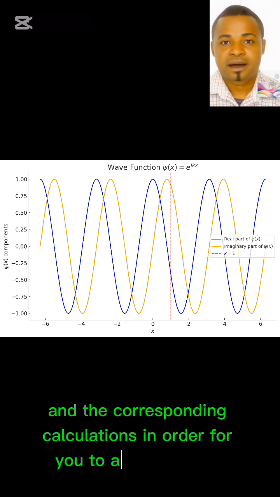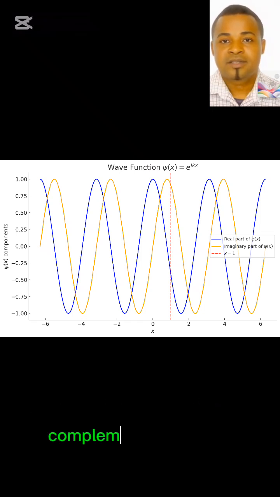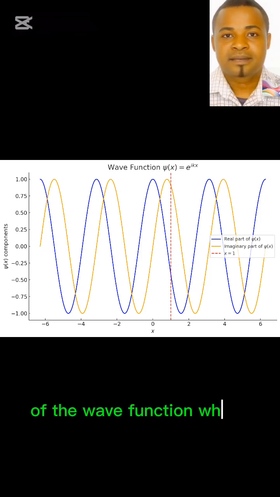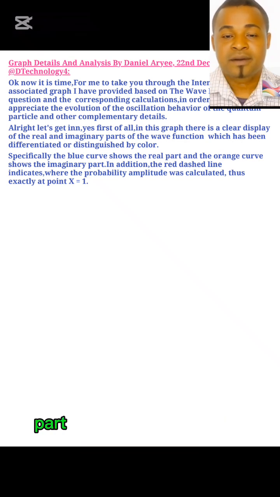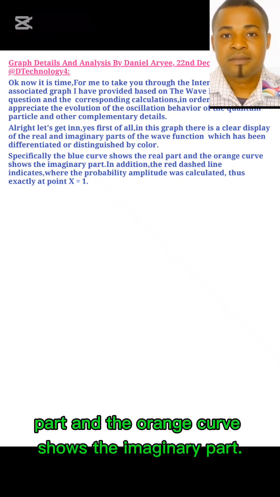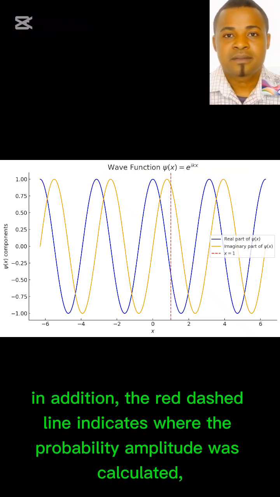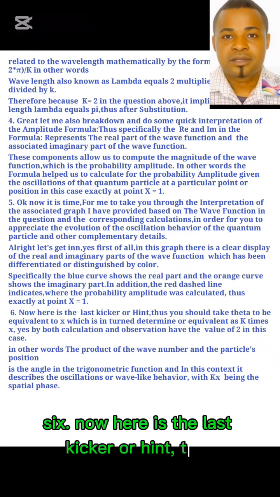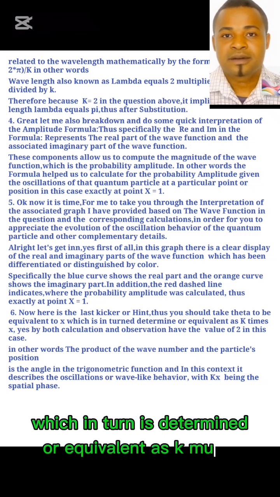5. Okay, now it is time for me to take you through the interpretation of the associated graph I have provided based on the wave function in the question and the corresponding calculations, in order for you to appreciate the evolution of the oscillation behavior of the quantum particle and other complementary details. Alright, let's get in. First of all, in this graph there is a clear display of the real and imaginary parts of the wave function, which have been distinguished by color. Specifically, the blue curve shows the real part and the orange curve shows the imaginary part. In addition, the red dashed line indicates where the probability amplitude was calculated, exactly at point x equals 1.